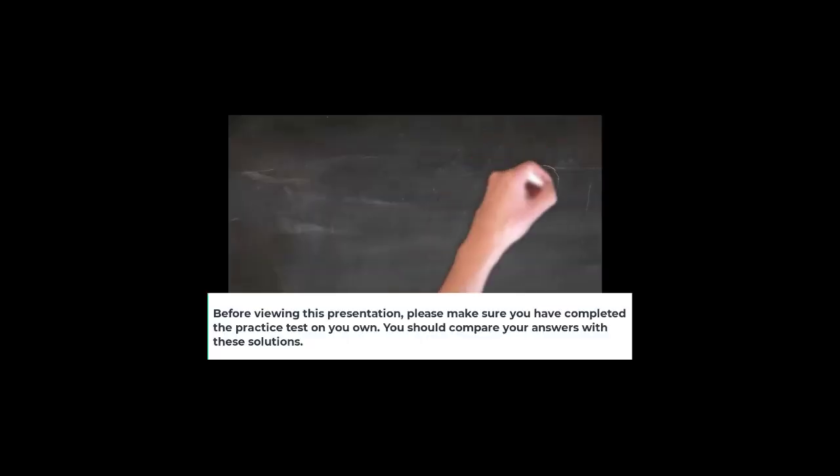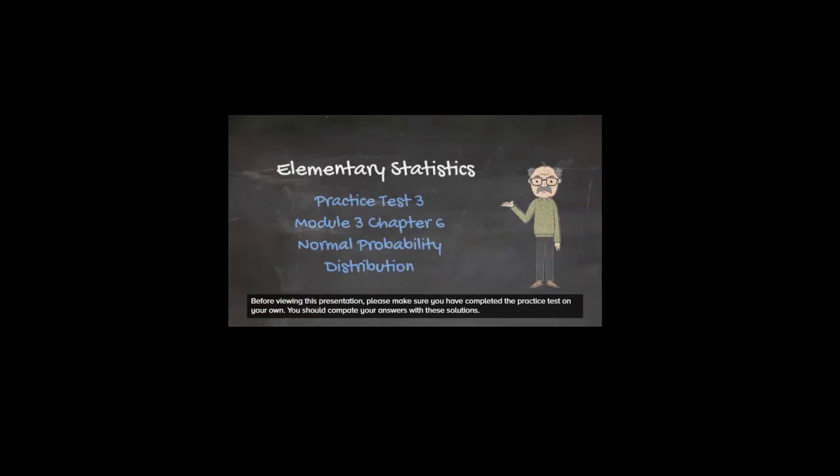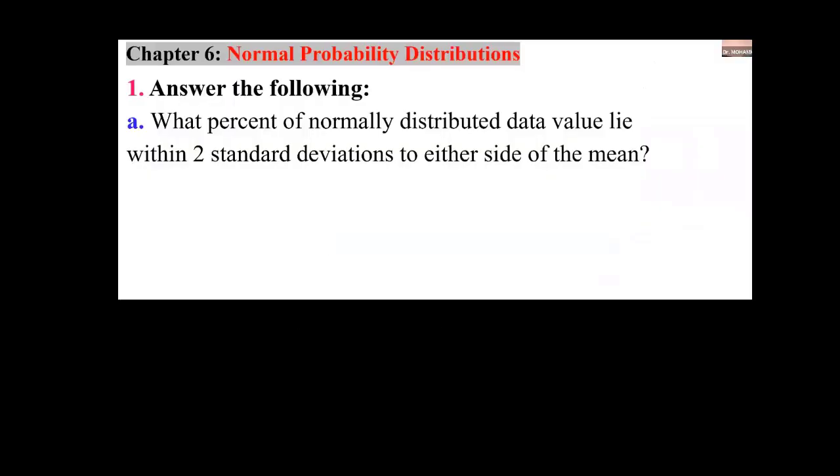We're going to talk about normal probability distribution. We are going to start with the first chapter, namely chapter 6, normal probability distribution. We want to answer the following. What percent of normally distributed data values lie within 2 standard deviations to either side of the mean? The answer is about 95%.